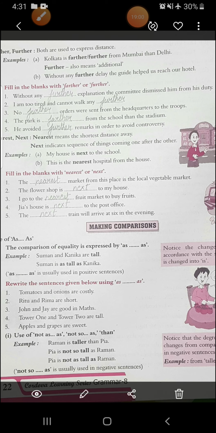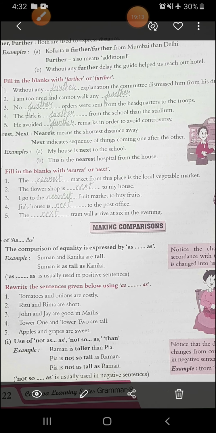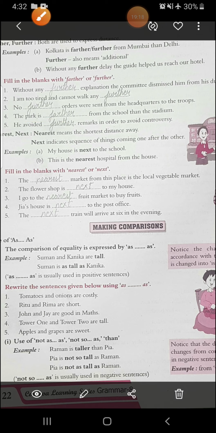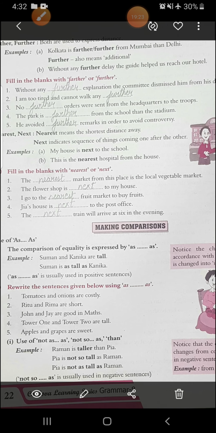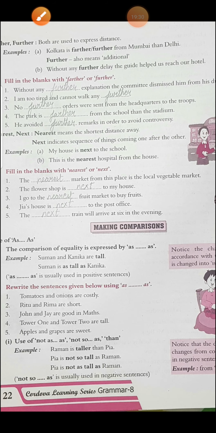Then see the third one. No further orders were sent from the headquarters to the troop. So there were no additional orders sent from the headquarters to the troops. Fourth, the park is farther from the school than the stadium. So here we are simply mentioning the distance. That is why I've used farther. Fifth is, he avoided further remarks in order to avoid controversy. So here again we are referring to additional. That is why we have used the word further.